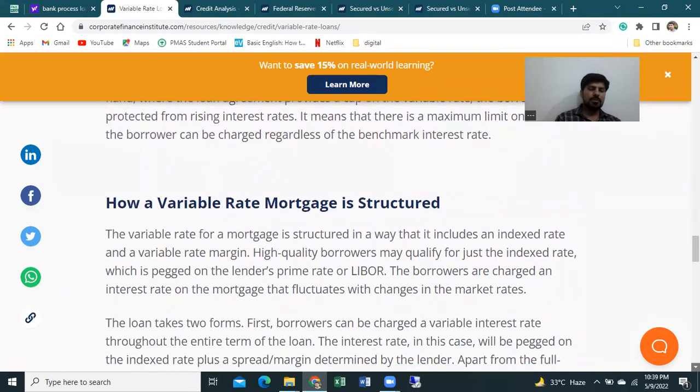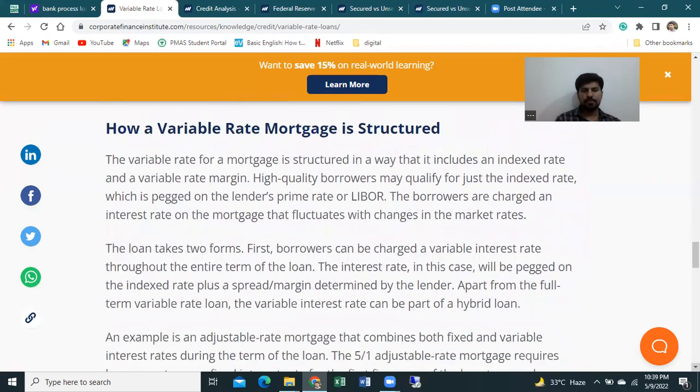The variable rate mortgage structure. The variable rate mortgage structure is a way to include an interest rate and a variable rate margin. High quality borrowers may qualify for a rate pegged to the lender's prime rate or LIBOR. The borrower is charged an interest rate on the mortgage that fluctuates with the change in the market rate.